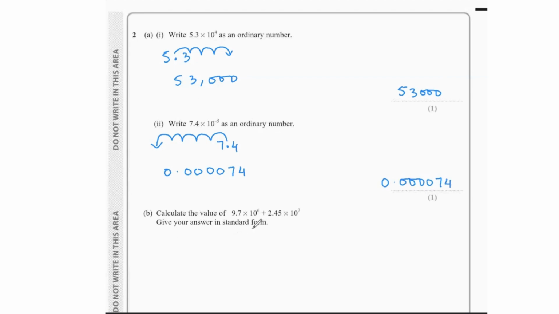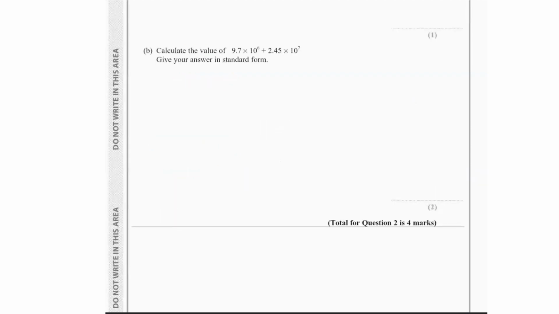Then it says calculate the value of 9.7 times 10 to the power of 6 plus 2.45 times 10 to the power of 7, giving your answer in standard form. So what we can do is we can take 10 to the power of 6 common. So that's going to leave us with 9.7 plus 2.45 times 10 inside the bracket. 9.7, this is plus 24.5, because 2.45 times 10 is 24.5.